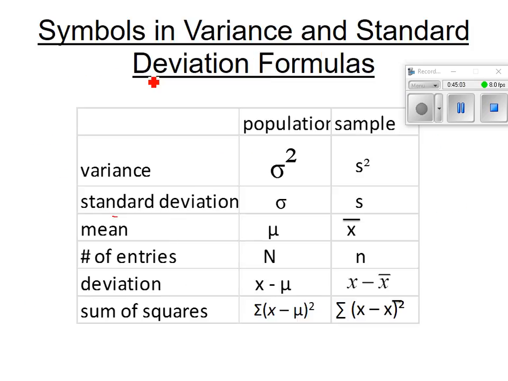Those are all the symbols. We wrote these down last time, right? Mu, X bar, sigma, S, S squared, sigma squared: variance for a population, variance for a sample, standard deviation for a population, standard deviation for a sample. SSX, oh yeah, I forgot, is the symbol for these down here. Mu is for a population, x bar is for a sample, big N's for a population, little n's for a sample.